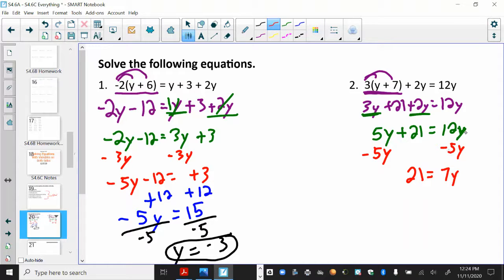Next would be undoing my addition and subtraction. I don't have that, so I'm going to skip the blue step. I'm going to go straight to the black step, which is undo multiplication division. Divide both sides by 7 to get 3 equals y.